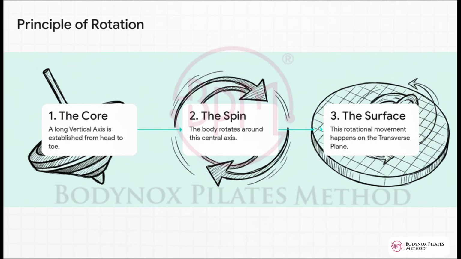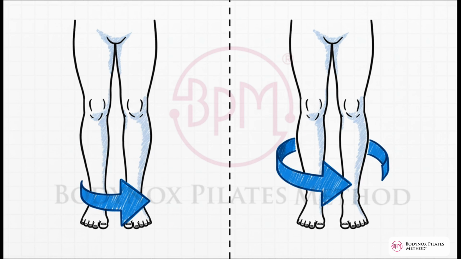And finally, rotation. The best way to get this is with the spinning top principle. First, you have to establish a long, stable vertical axis. That's the core of the top. Then, the body just spins around this central axis. And where does all this spinning happen? On the flat surface of the transverse plane. Simple as that. And that rotation can go in two directions. If you rotate a limb inward toward the body's center line, we call that internal or medial rotation. And if you rotate it outward, away from the midline, that's external or lateral rotation.